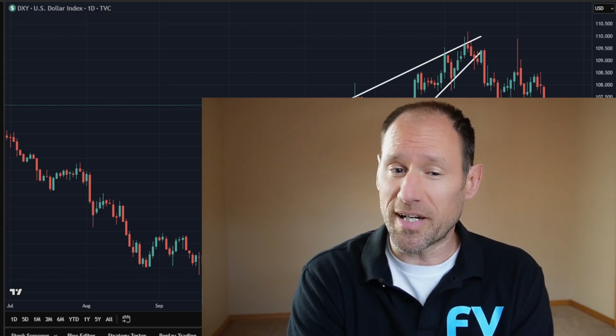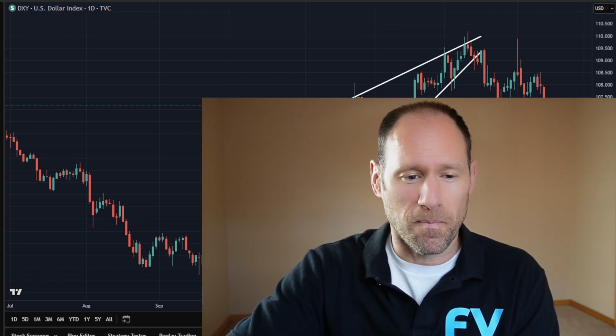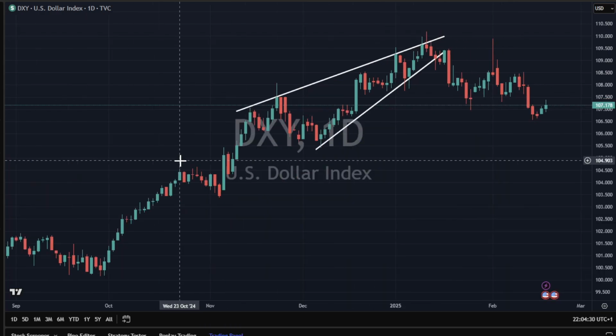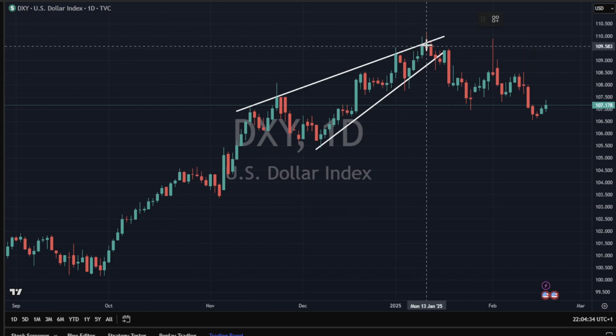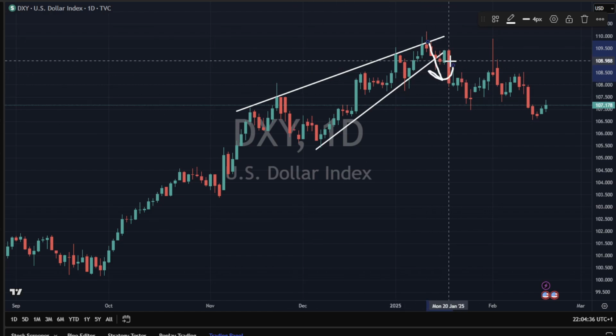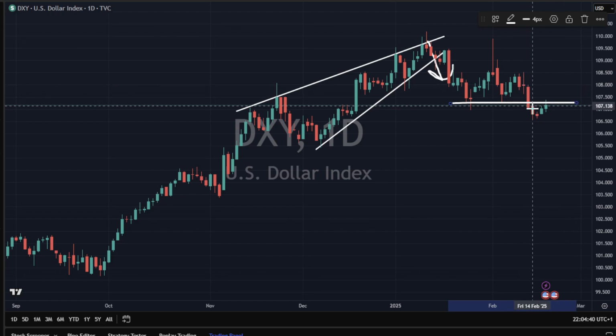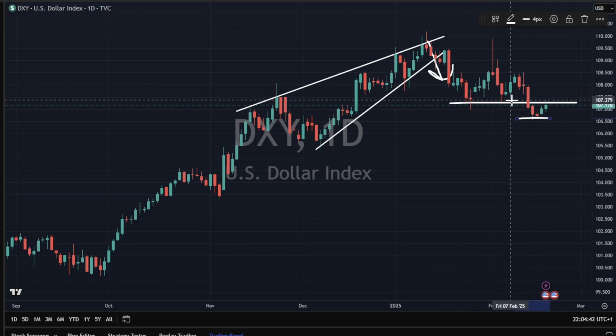All right, let's see what's going on today in the markets. We've got the DXY here, and this still looks like we could go lower on the DXY. We've broken out of the rising wedge to the downside. We have created a lower low.